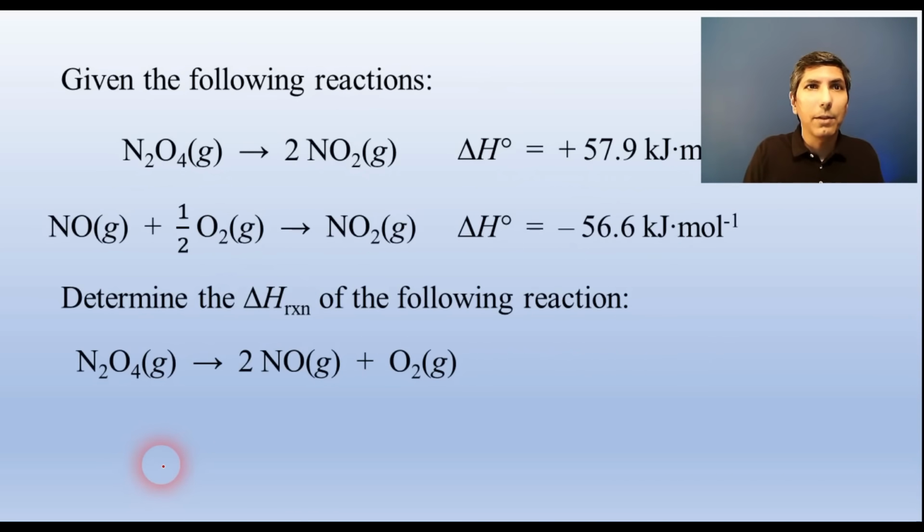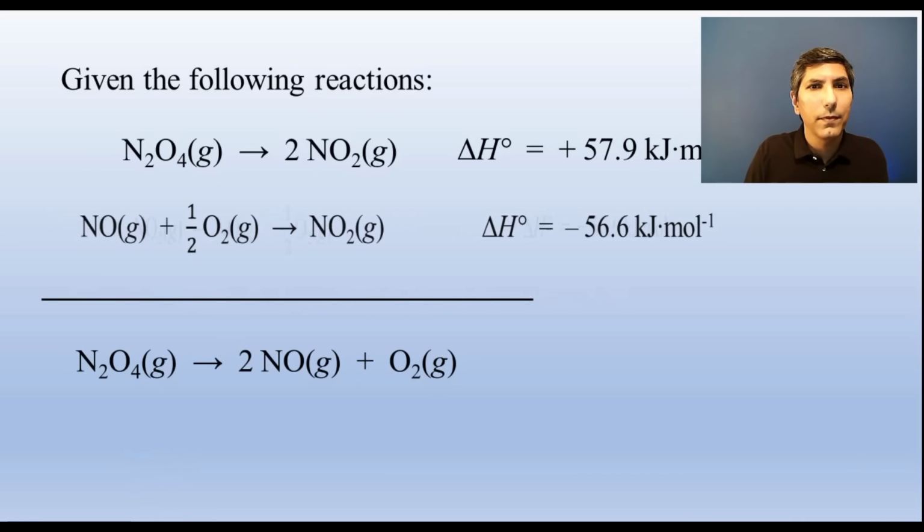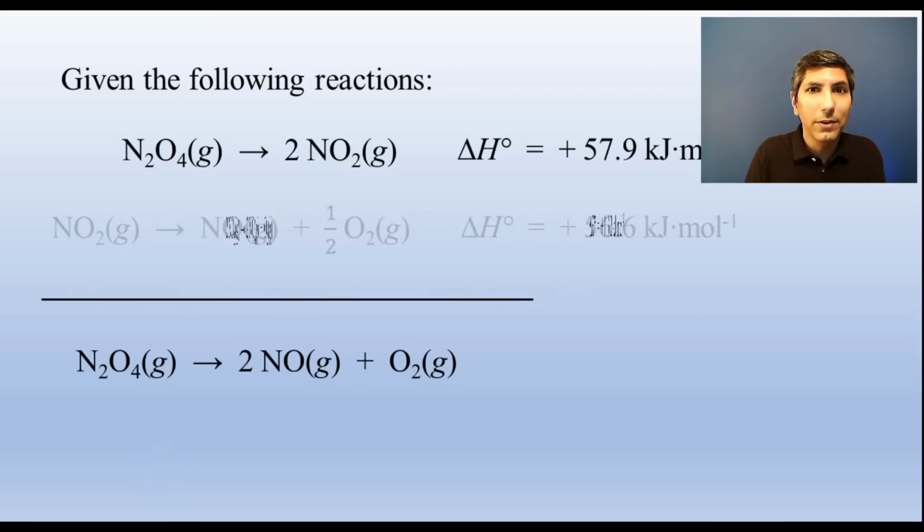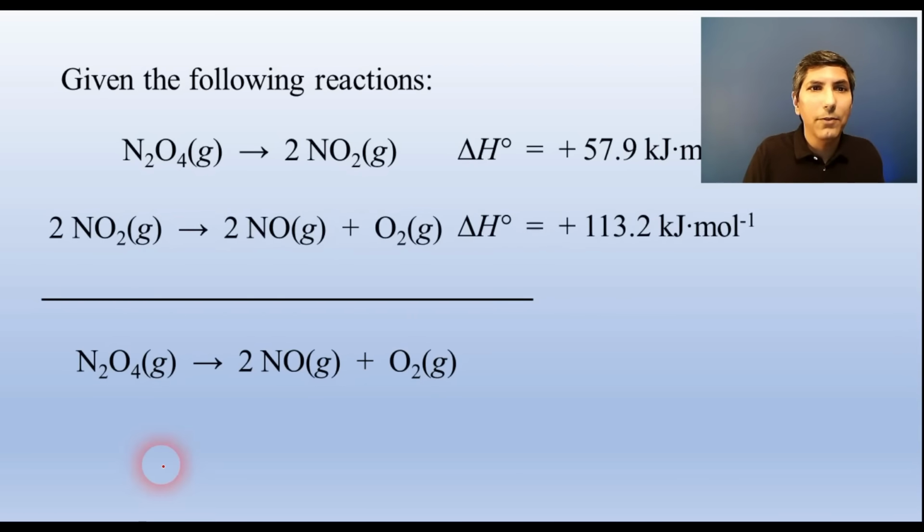In this example, we have to flip around reaction number 2, and that changes the sign of its delta H. Then we have to double all its coefficients. When we double the coefficients, that doubles its delta H value. Finally, we can add the 2 delta H values and get the answer for our final reaction.